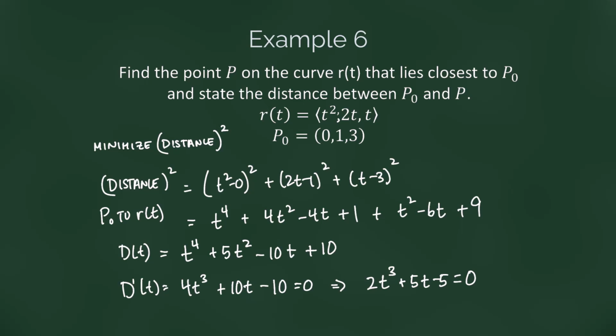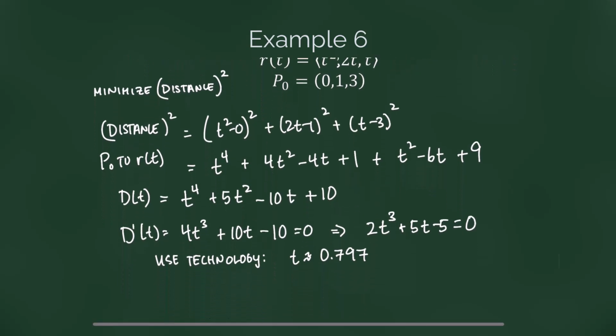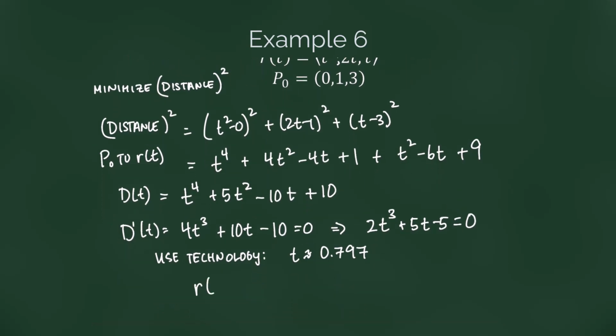This is a cubic equation. It has only one real solution. We can use some technology here. So graph this in Desmos or on your graphing calculator. We see that t is approximately 0.797. And so now if we want to find the point on the curve, our curve point, r of 0.797, is going to be 0.797 squared, 2 times 0.797, and then 0.797.